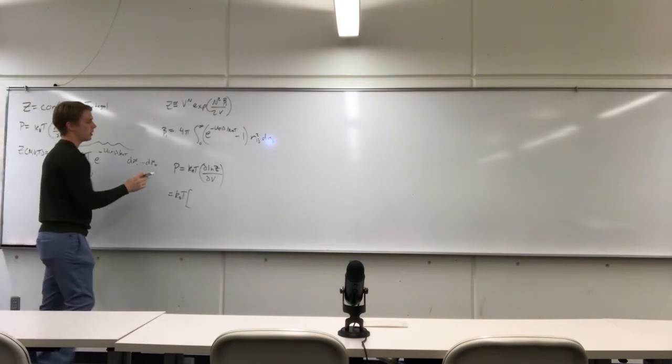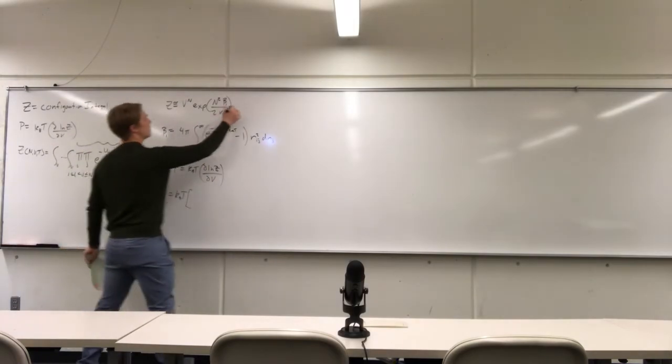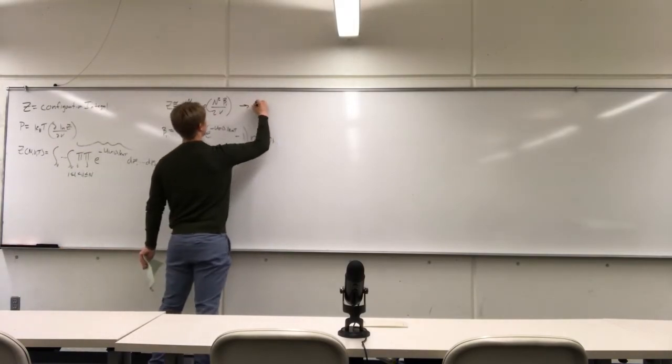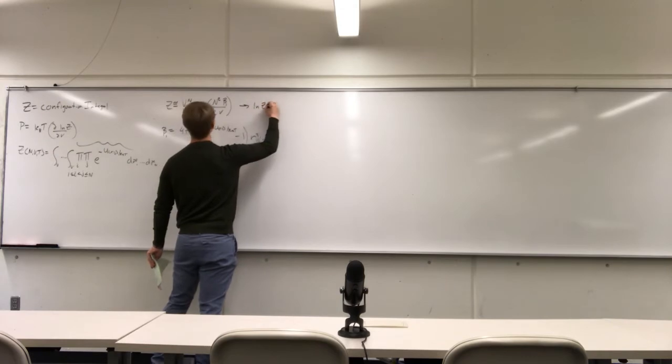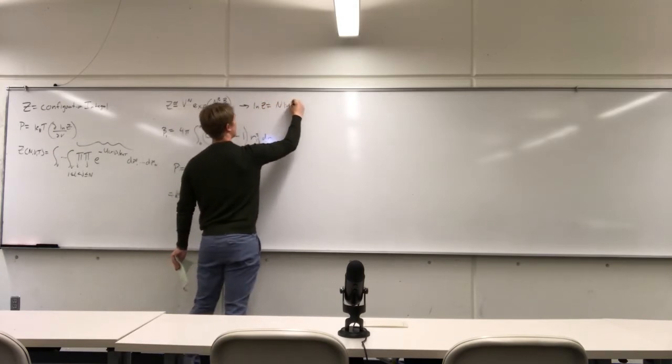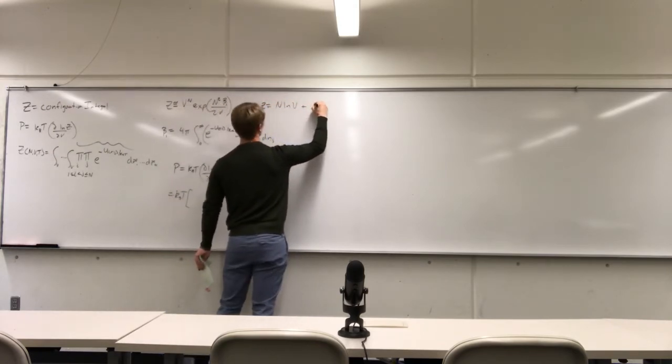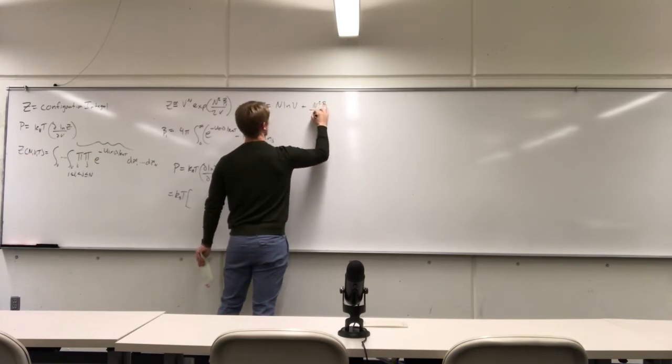Respect to V? Or sorry, the natural log of this. So let's rewrite this here. So that this is equal to the natural log of Z is equal to N ln of V plus N squared. Okay.